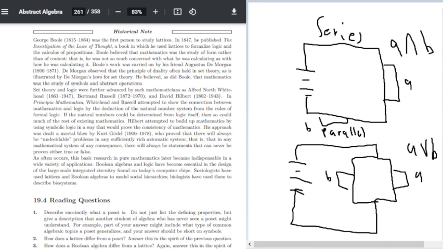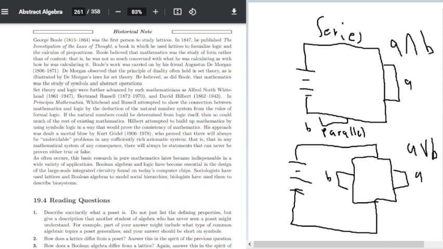Historical note. George Boole was the first person to study lattices. In 1847, he published The Investigation of the Laws of Thought, a book in which he used lattices to formalize logic and the calculus of propositions. Boole believed that mathematics was a study of form rather than of content. That is, he was not so much concerned with what he was calculating as with how he was calculating it. Boole's work was carried on by his friend Augustus De Morgan. De Morgan observed the principle of duality often held in set theory, as is illustrated by De Morgan's laws for set theory. He believed, as did Boole, that mathematics was the study of symbols and abstract operations.